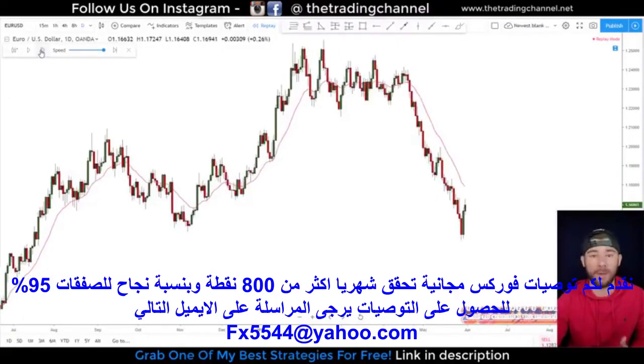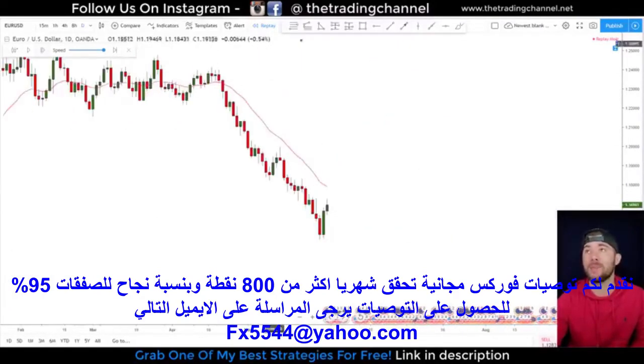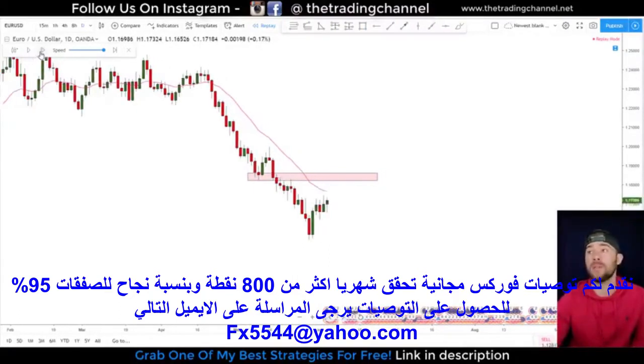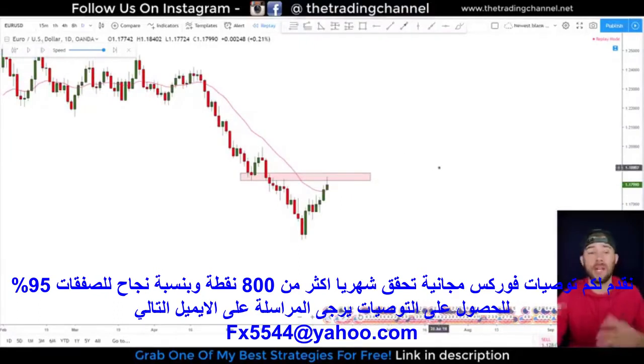So now we'll go bar by bar. Remember, we're waiting for a move back up into our previously broken level of structure support. So if we go forward, we get there. All right, we're in our zone.